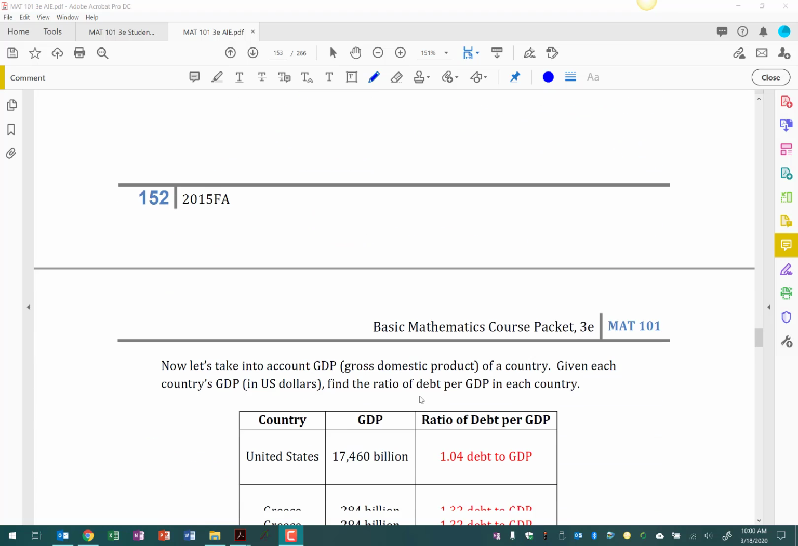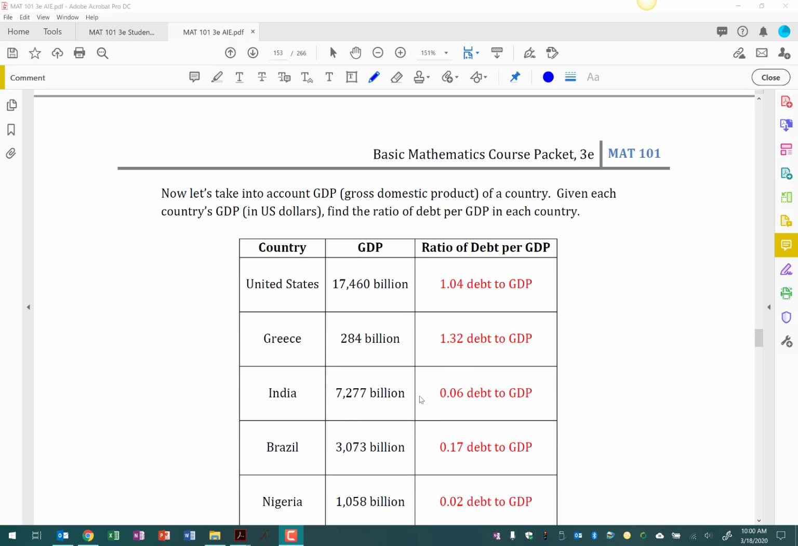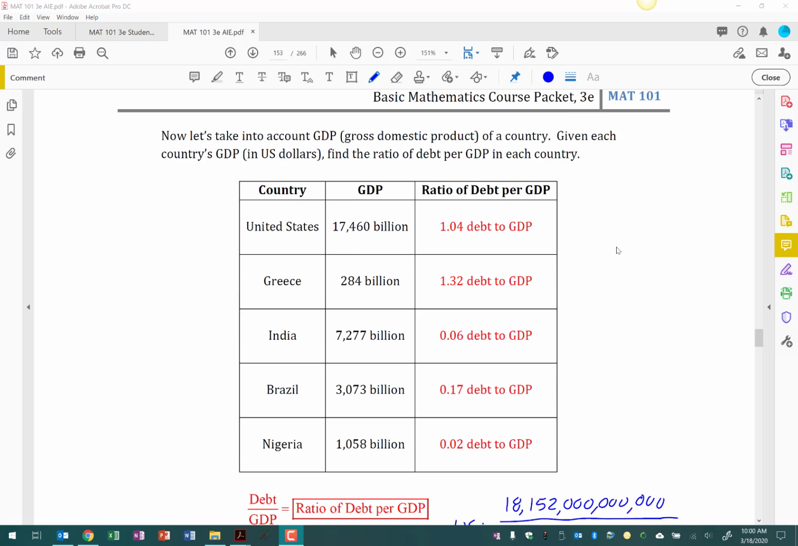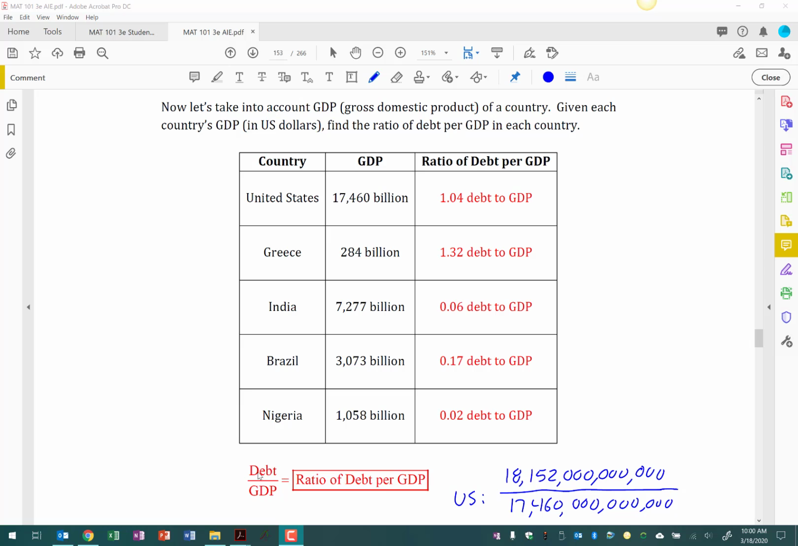We're going to do something similar. We're going to consider gross domestic product, or GDP, and go through a similar exercise. Our goal, as stated in the instruction, is to find the ratio of debt per GDP in each country. That is, how many dollars of debt per $1 of GDP. So our formula is going to be debt divided by GDP. That's going to give us our unit ratio, which is a ratio of debt per $1 of GDP.